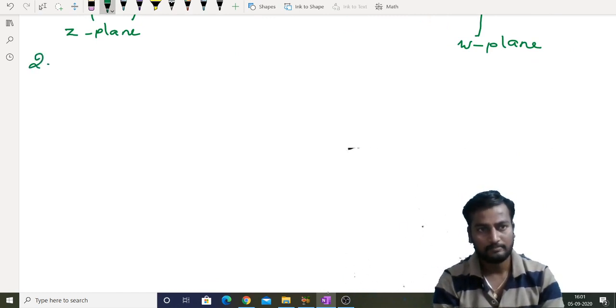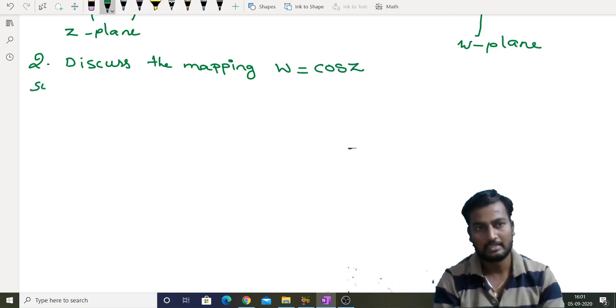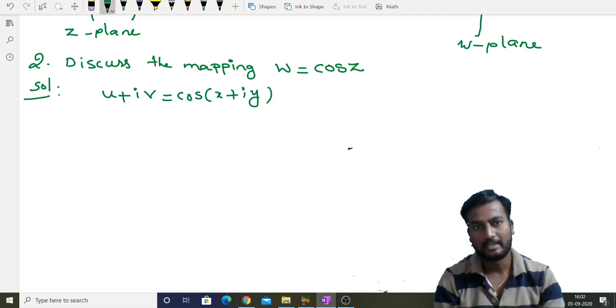Next one, discuss the mapping w equal to cos z. That means w is nothing but u plus iv. So u plus iv is equal to cos of x plus iy.